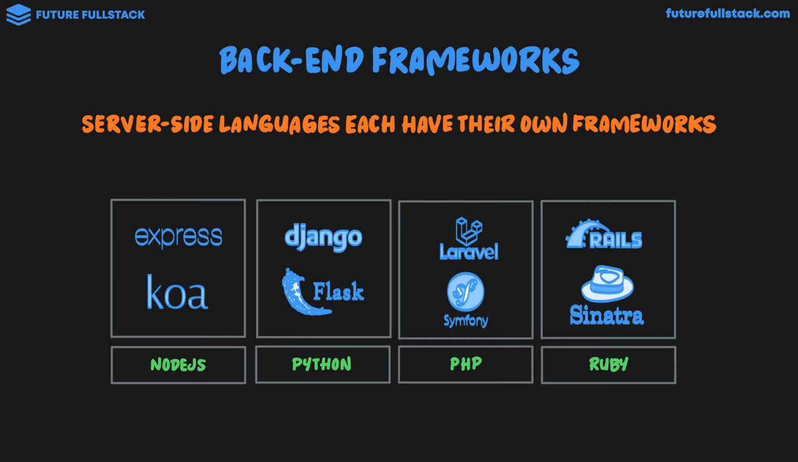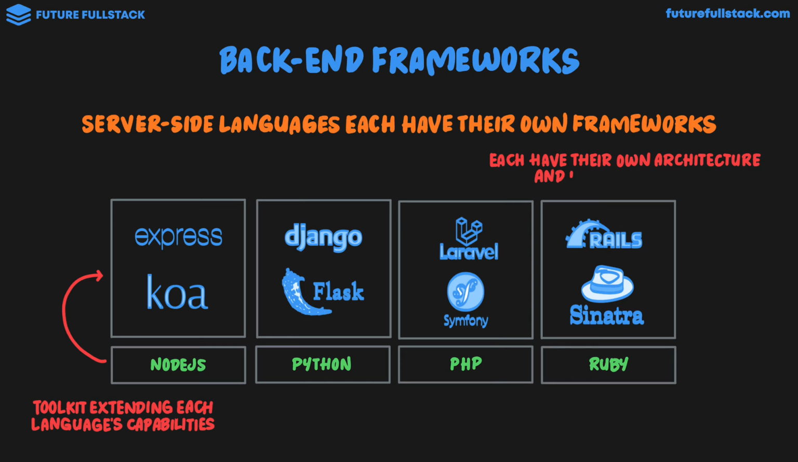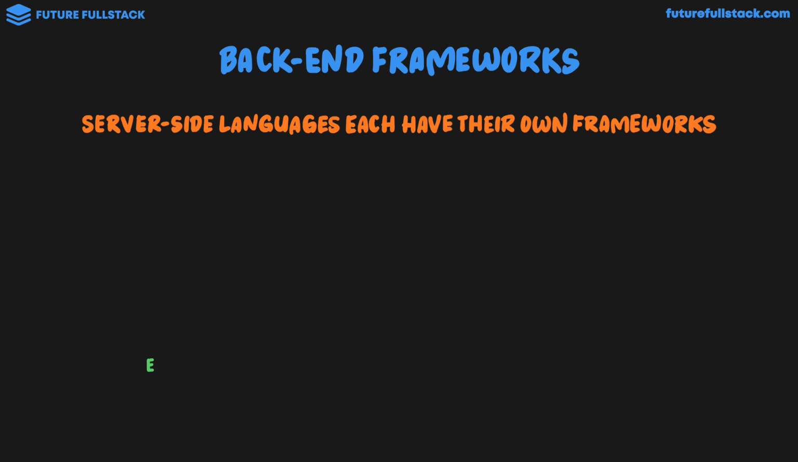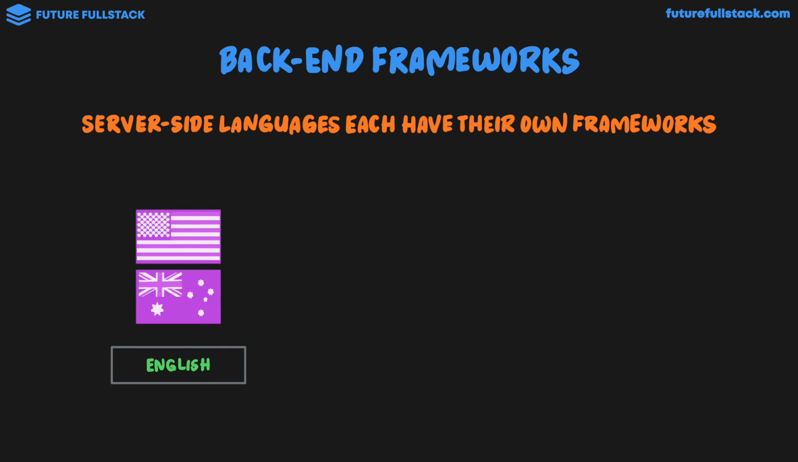Similar to the front end, these frameworks are a toolkit extending each language's capabilities and are built on top of each foundational language. They also each have their own architecture and design philosophy. Let's consider an analogy with natural languages. Take English as a foundational language. Variants like Australian English and American English each introduce their own unique rules and styles in a similar way to how a framework extends a base programming language.